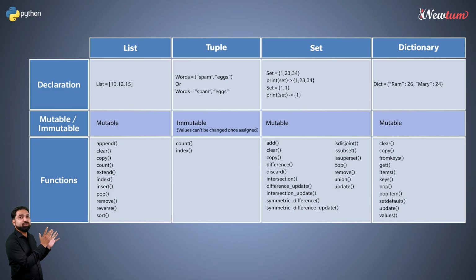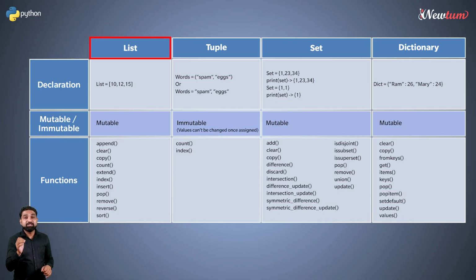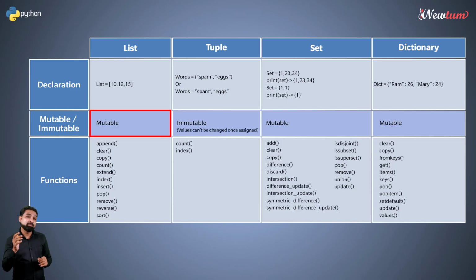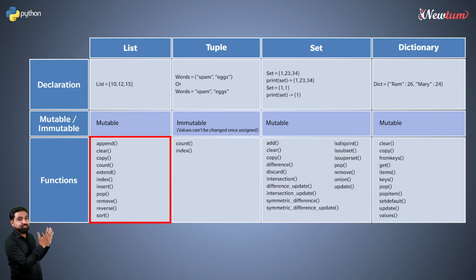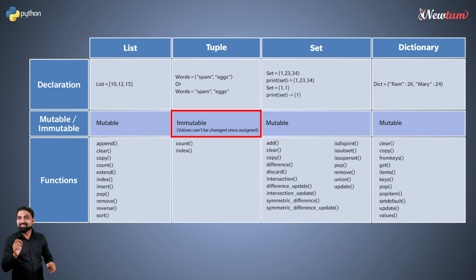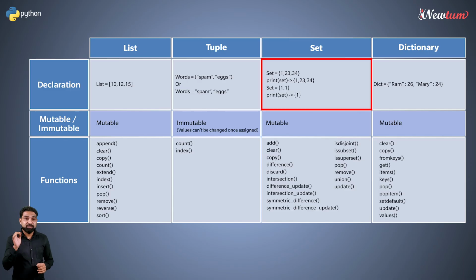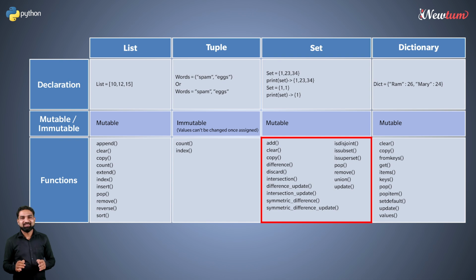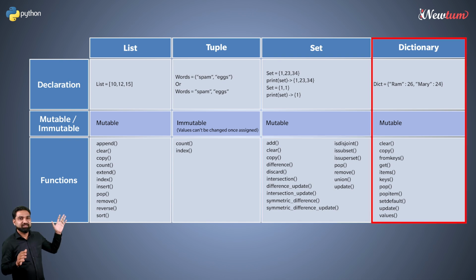This is a chart for quick comparison. List declare in square brackets and can be modified. And these are its essential function. Tuples declare in round brackets but cannot be modified. Then we have set, represented in curly brackets. And these are its essential function. And last, this is our dictionary.